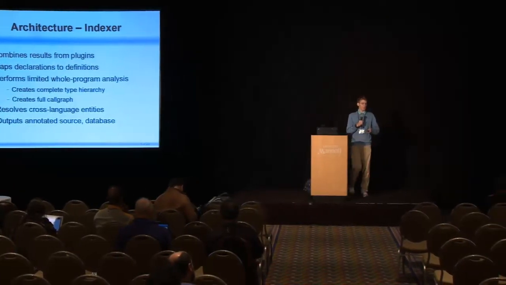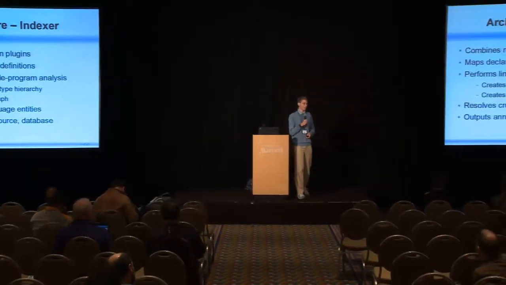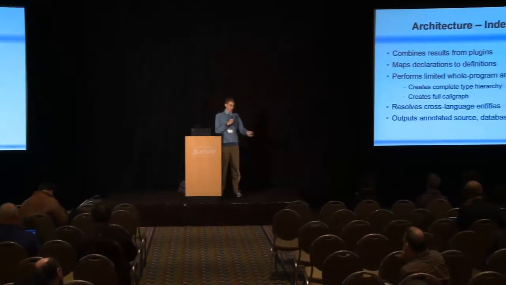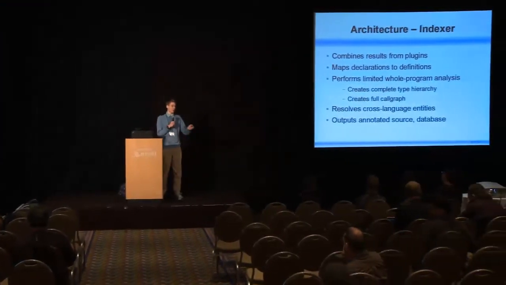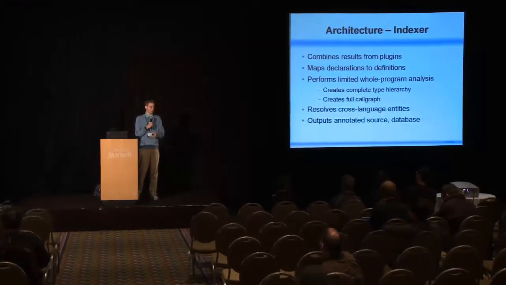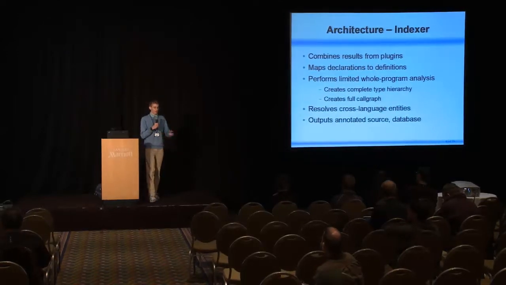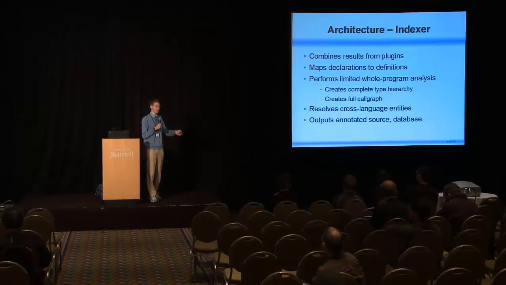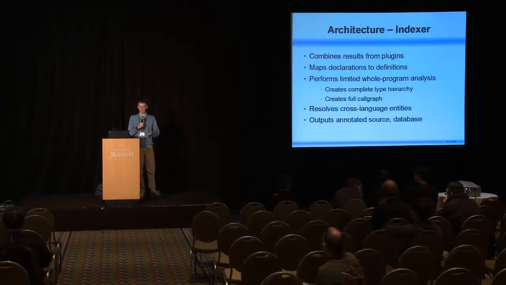Also, we need to create the complete call graph. And to create the complete call graph, we need to know what are all the possible virtual method implementations for any method. And the way we do that is we need, again, the complete type hierarchy. We need to know which methods can implement any given virtual method. So we have to do that, again, at this final compile time.